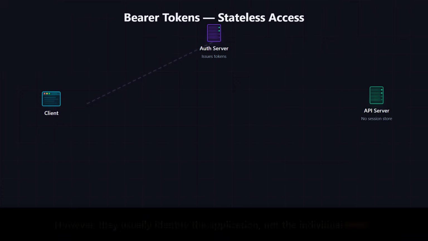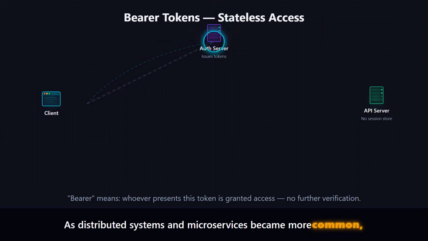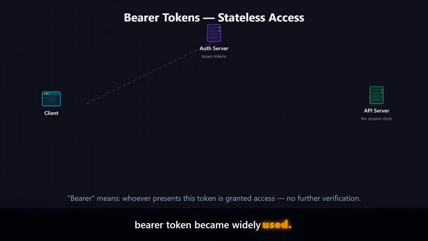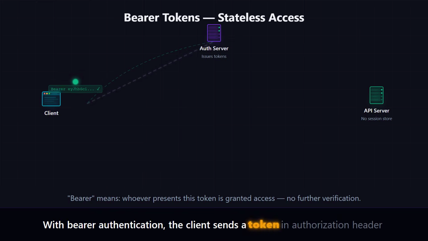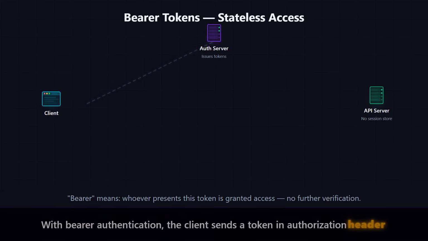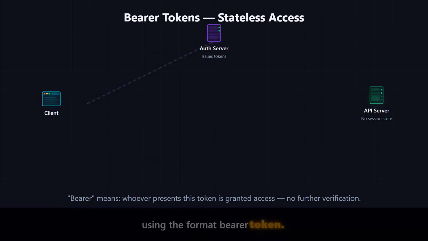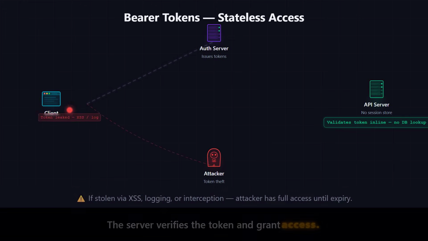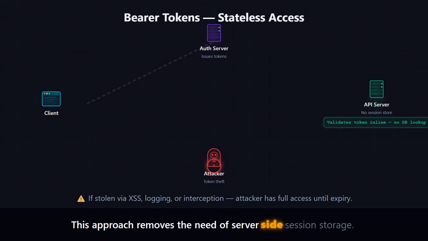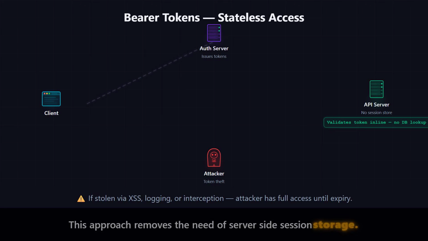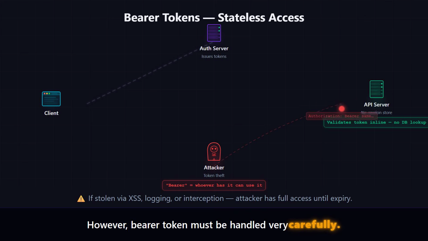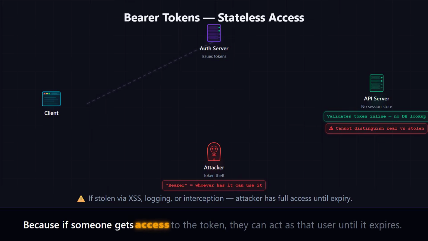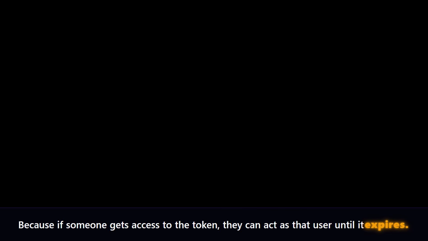As distributed systems and microservices became more common, bearer tokens became widely used. With bearer authentication, the client sends a token in the Authorization header using the format "Bearer token". The term bearer means whoever has the token can use it. The server verifies the token and grants access. This approach removed the need for server-side session storage. However, bearer tokens must be handled very carefully, because if someone gets access to the token, they can act as that user until it expires.